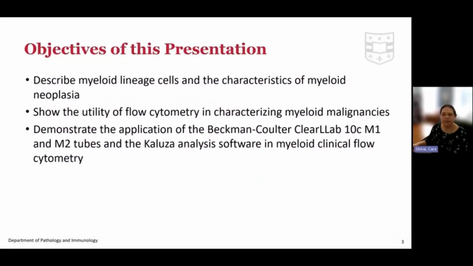I have three objectives with this presentation. First, I will describe myeloid lineage cells and the characteristics of myeloid neoplasia. Second, I will show the utility of flow cytometry in characterizing myeloid malignancies. Finally, I will demonstrate how the FDA-cleared Beckman Coulter ClearLab 10-color system, and specifically the myeloid tubes M1 and M2, work along with the Beckman Coulter Kaluza analysis software to perform efficient myeloid clinical flow cytometry assessments for patients being evaluated for leukemia and lymphoma.